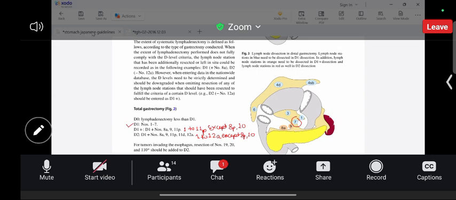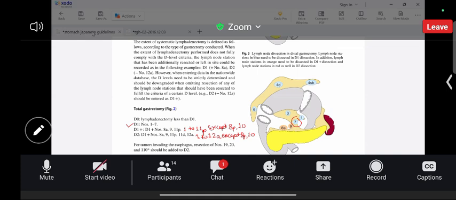Then what is D1 plus? So we can remember it as 1 to 11P except 8P and 10. So this will be excluded almost everywhere. 8P and 10, that is hilum. 8P is posterior. So we can remember it this way: 1 to 11P, only leaving 8P and 10 for total gastrectomy.